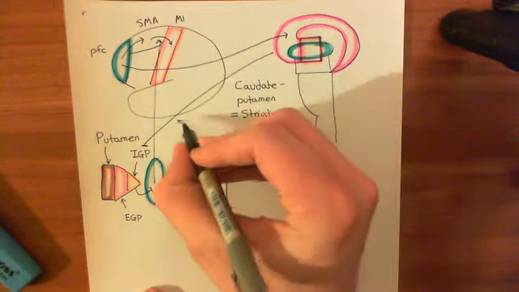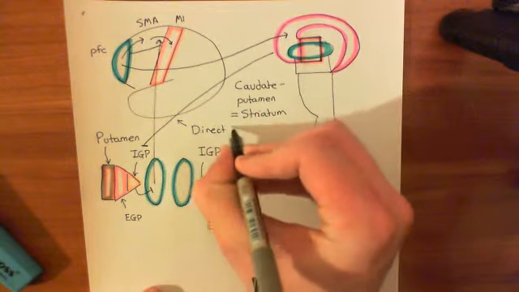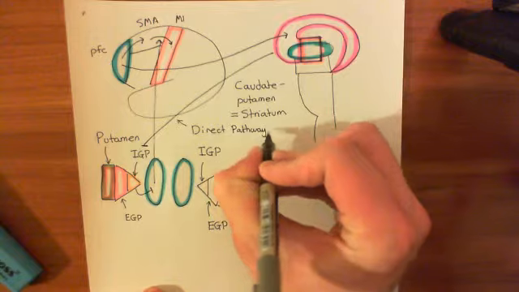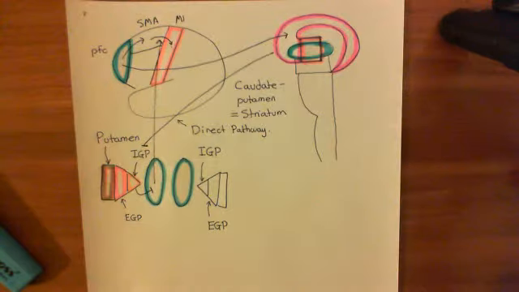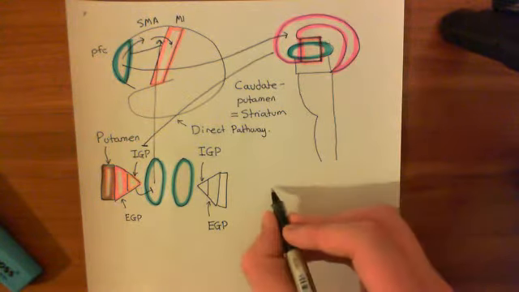So, this is known as the direct pathway. Now, it also acts through something known as the indirect pathway. And to understand the indirect pathway, we're going to have to put on our diagram the subthalamic nucleus.